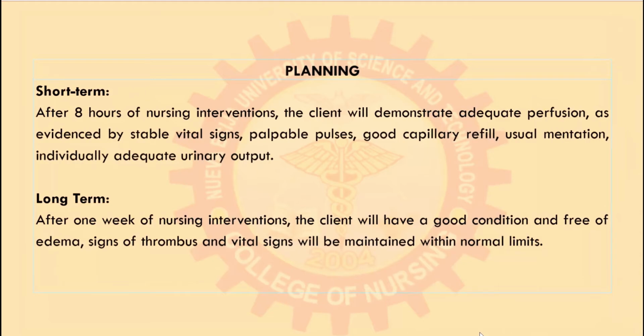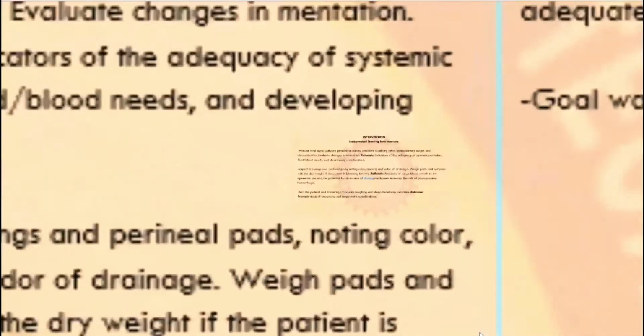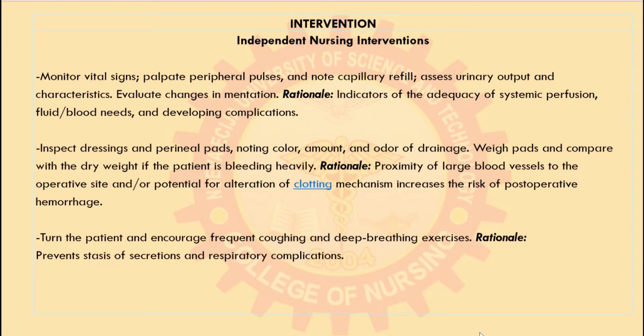For the long-term planning, after 1 week of nursing interventions, the client will have a good condition and be free from edema and signs of thrombus, and vital signs will be maintained within normal limits. For the independent nursing interventions, monitor vital signs, palpate peripheral pulses, and note capillary refill, assess urinary output and characteristics, and evaluate changes in mentation. These are indicators of the adequacy of systemic perfusion, fluid or blood needs, and developing complications.